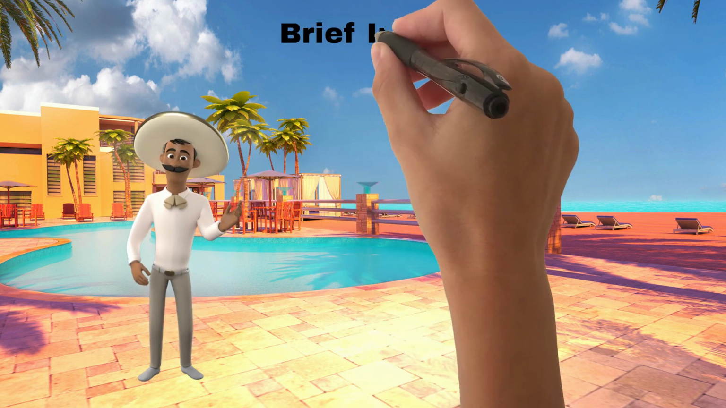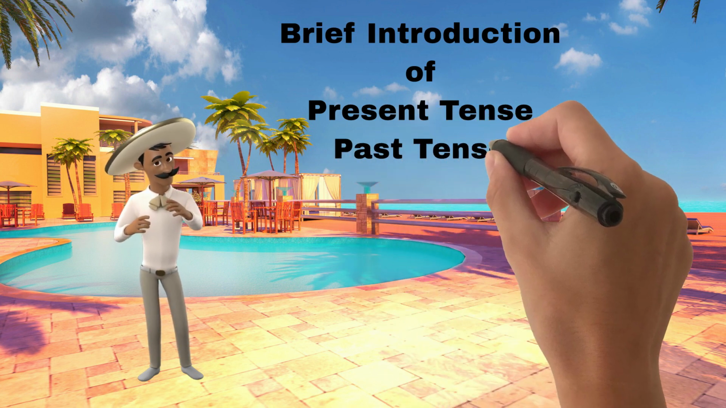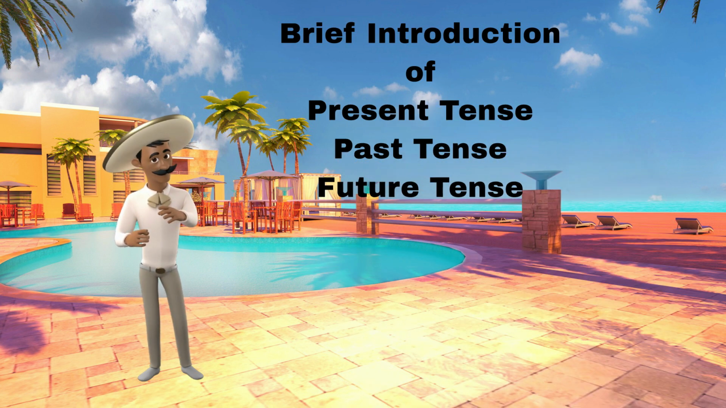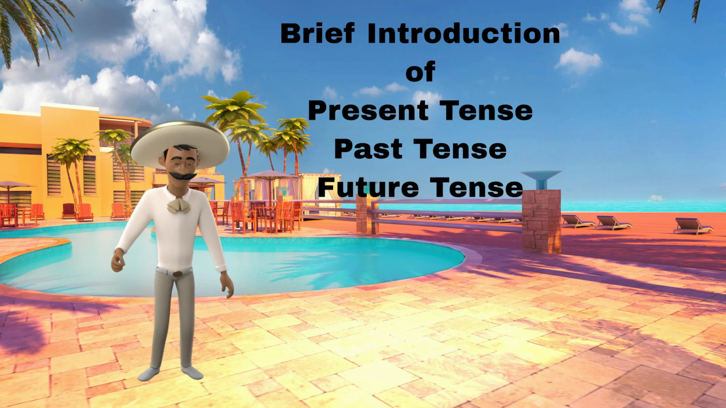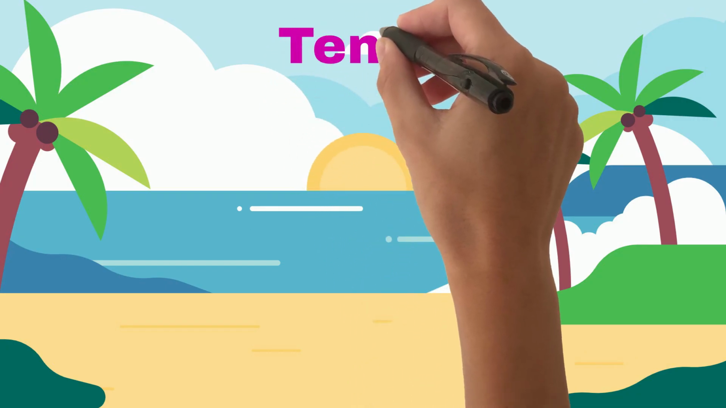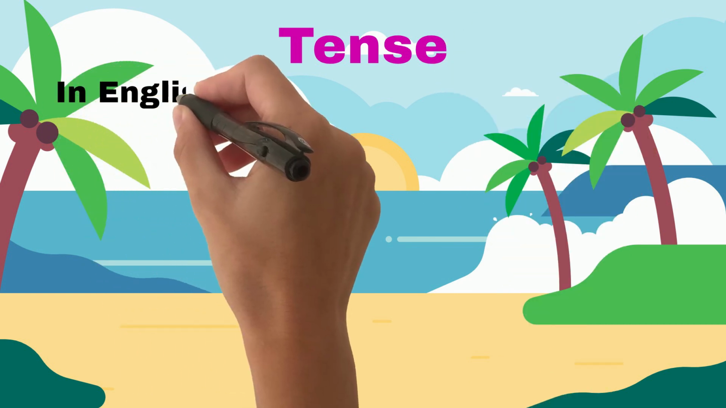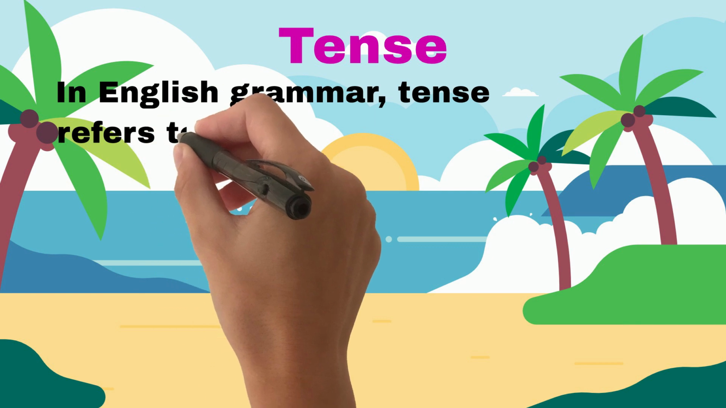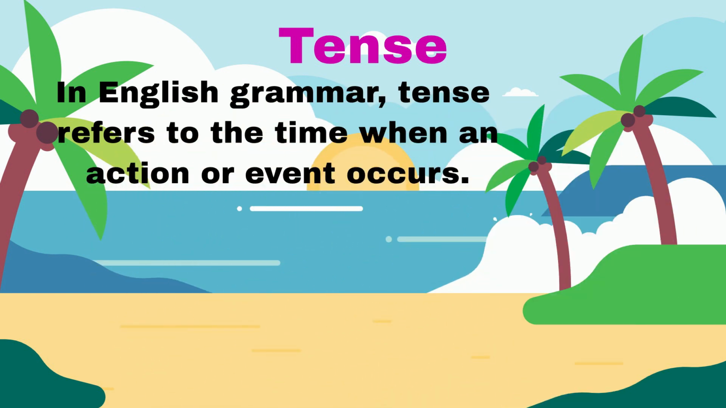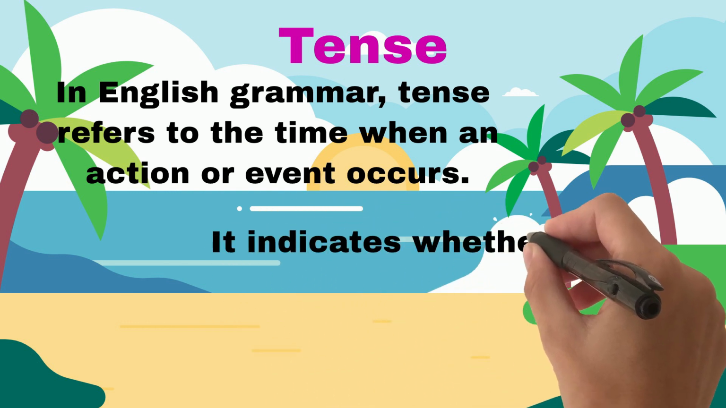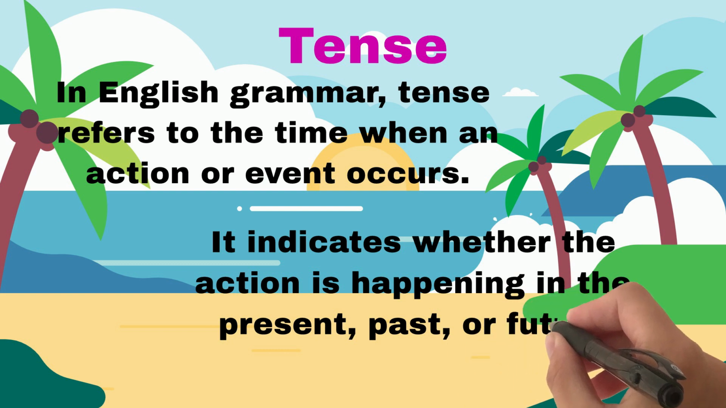In this video, we will learn about the brief introduction of present tense, past tense, and future tense. First of all, let's discuss what is tense. In English grammar, tense refers to the time when an action or event occurs. It indicates whether the action is happening in the present, past, or future.